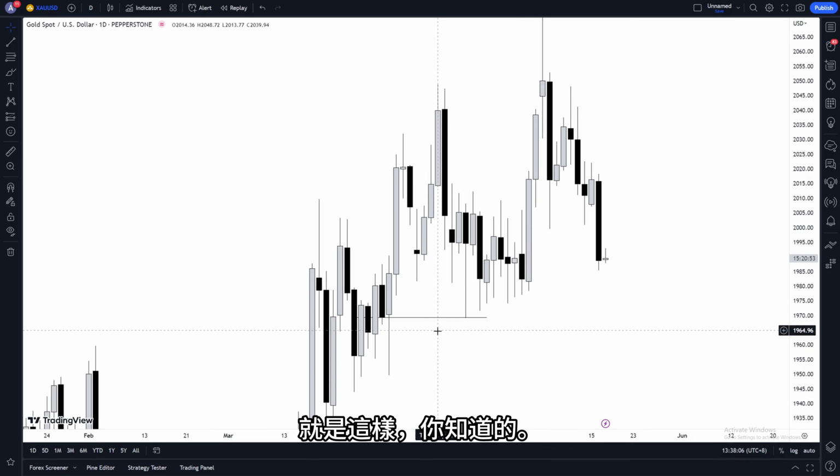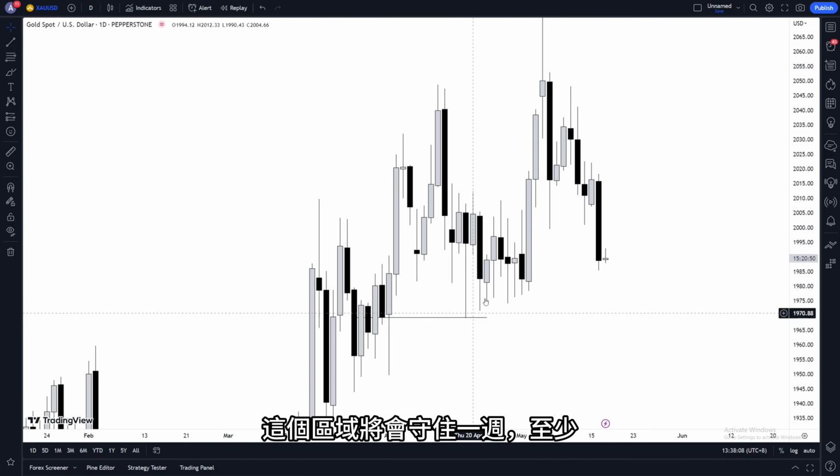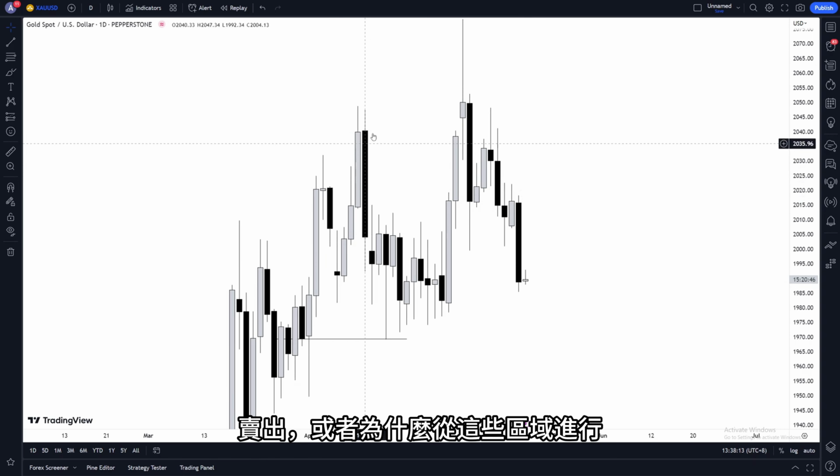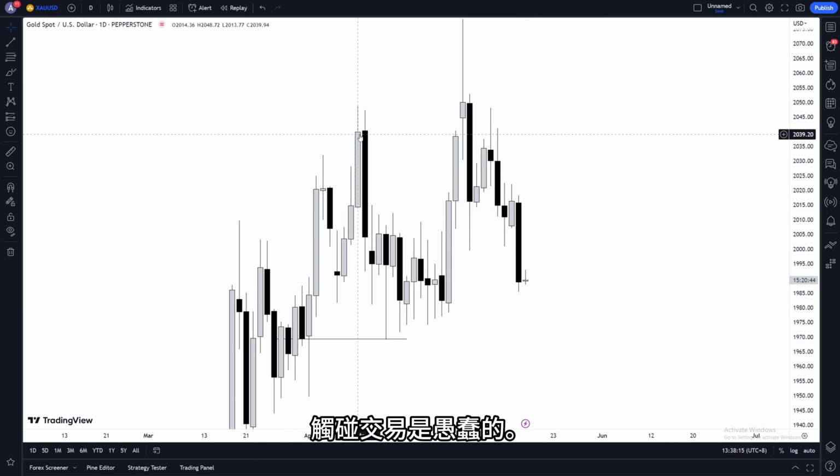And that's it. This area is going to hold for weekly, at least temporarily, at least for now. So you need to understand why you're not selling from these areas, or why it would be foolish for you to take a touch trade from these areas. I completely let myself off. Never took a touch trade from here. You want to know why?